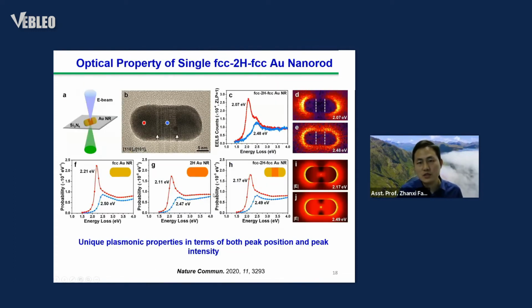And also we use the monochromated EELS to study individual gold nanorods, and in combination with the theoretical calculations, we found that through the synthesis of the heterophase gold nanorods, their peak position and also intensity are located between the pure FCC phase and the pure 2H phase. So in this way, we found a new way to fine-tune the optical property of the noble metal nanomaterials through the fabrication of heterophase nanostructures.